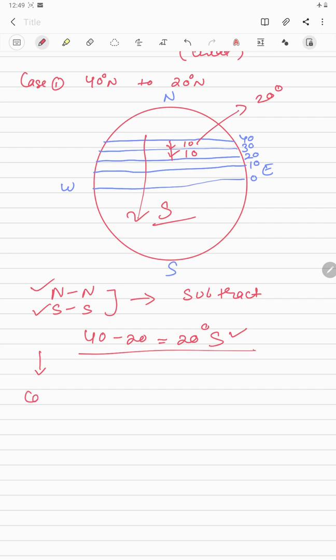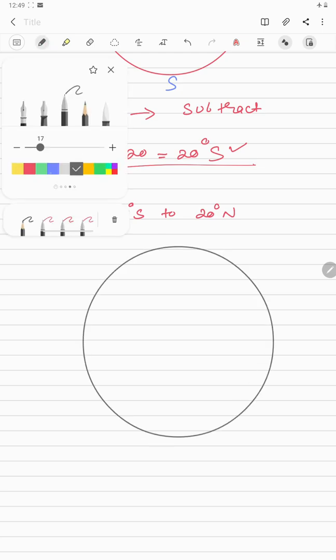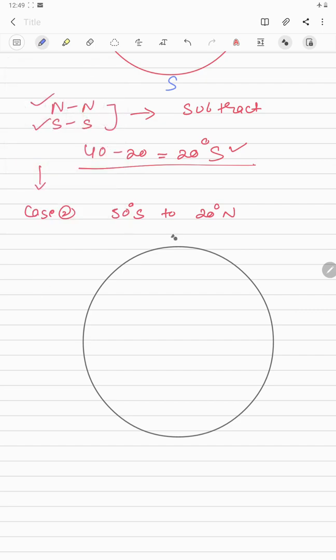Now, let us take up a simple example again for a different case. Suppose, guys, you are moving from 50 degrees south towards the 20-degree north. So, how will this case look? Have a look here, guys. I'm going to draw a circle again. This is my circle, and let us quickly draw all the meridians.